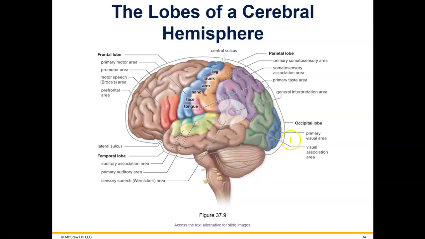The occipital lobe has the primary visual area here in blue, the visual association area in green. It's like how your vision associates and relates to your other senses. Imagine things that you have to do that require your vision and other senses as well, like your sense of touch, your sense of balance. Your vision will affect that.